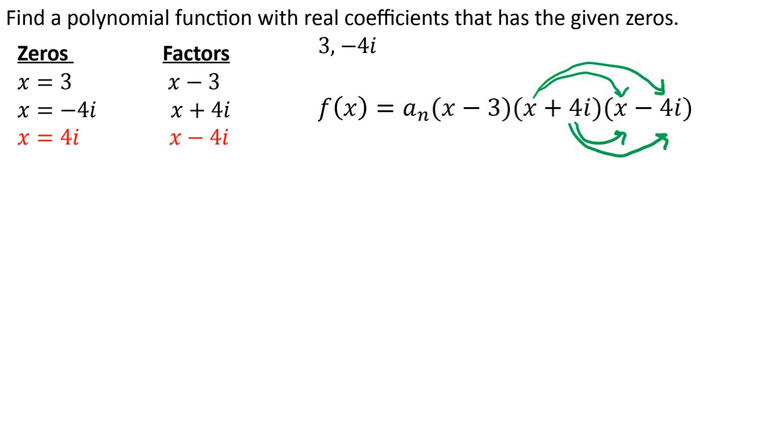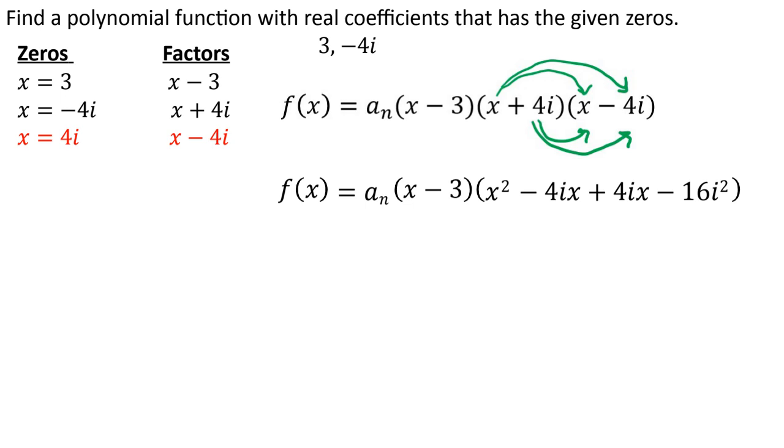Okay, so this is where I get that. So x times x gives me x squared. X times -4i is -4ix. 4i times x, positive 4ix. And then 4i times -4i is negative 16i squared. And then I don't know if you remember from your complex numbers, i squared equals negative 1. Okay, so from here we're going to simplify.